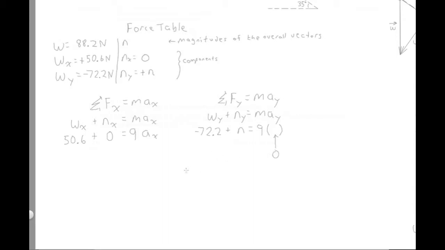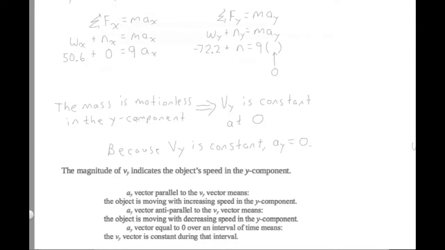Why don't you pause the video and write out the steps of the logic for how we know that a sub y is 0. Here are the steps of the logic. We decided that the mass is motionless in the y component. That means that Vy is constant at 0, because the magnitude of Vy indicates the object's speed in the y component. Well, this object has no speed in the y component, so Vy is 0.